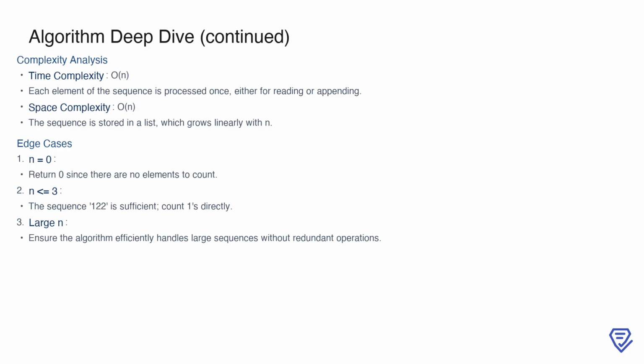The time complexity of this algorithm is O(n), as each element of the sequence is processed exactly once, either for reading or appending. The space complexity is also O(n), because the sequence is stored in a list that grows linearly with n. For edge cases, if n equals 0, we return 0 since there are no elements to count. When n is less than or equal to 3, the initial seed 122 is sufficient to solve the problem, and we can directly count the 1s. For large n, the algorithm handles the sequence efficiently by avoiding redundant operations, ensuring optimal performance. These considerations make the solution both robust and scalable for varying input sizes.